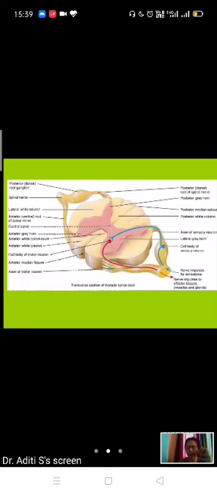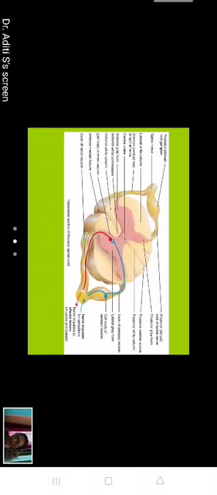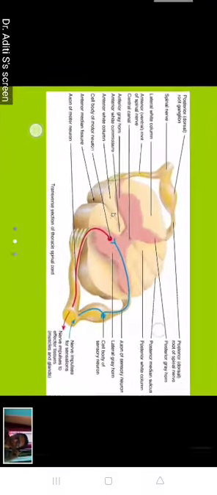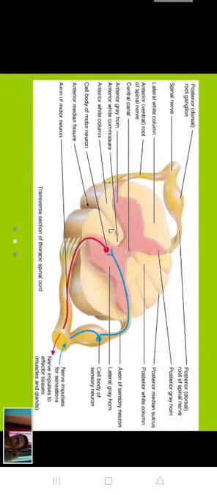See, it is actually not a circular structure. There are several furrows. So this portion is the anterior portion of the spinal cord. This is the posterior portion of the spinal cord. In the anterior portion, there is a deep furrow. This is called the anterior median fissure.